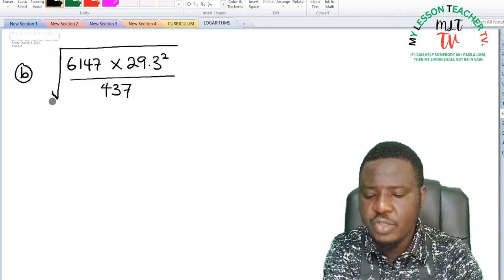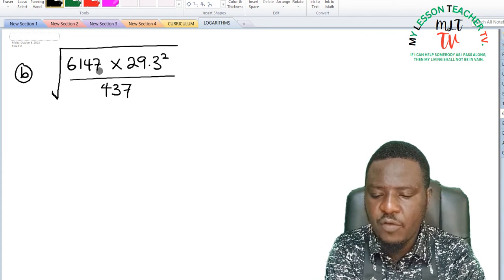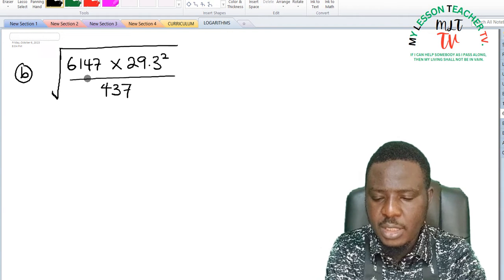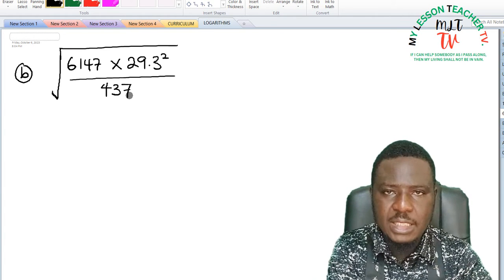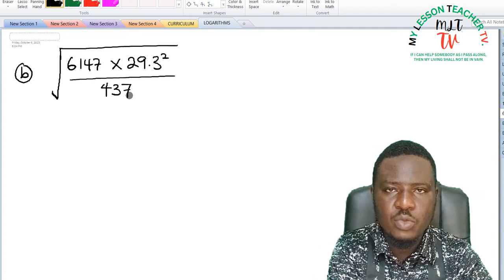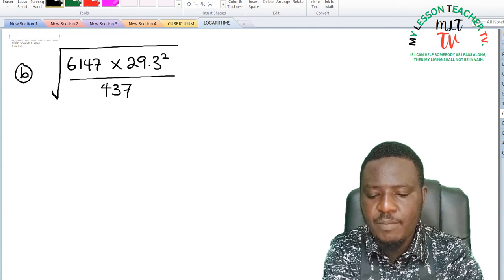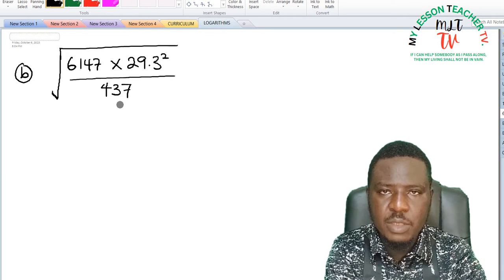Question B: we are asked to find the square root of 6,147 times 29.3 squared divided by 437. The same way I did in the first example is what I'm going to do in this example. I'm going to convert each of them to logarithm.